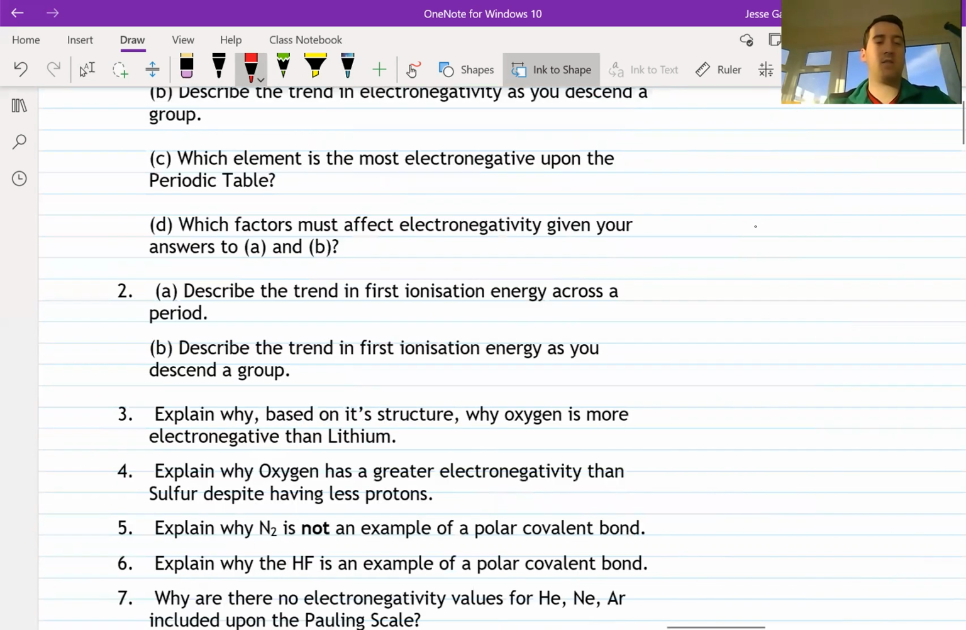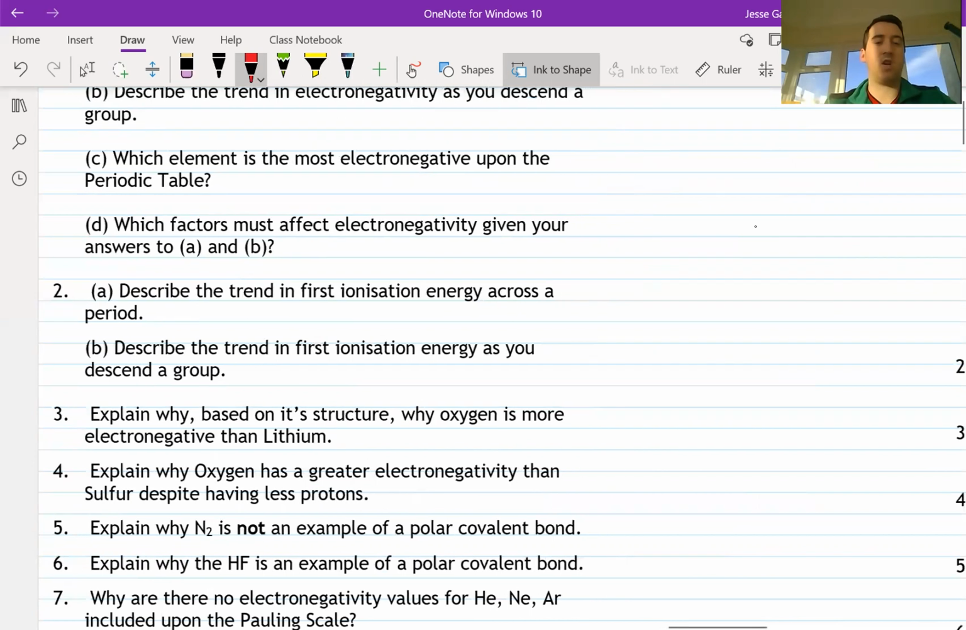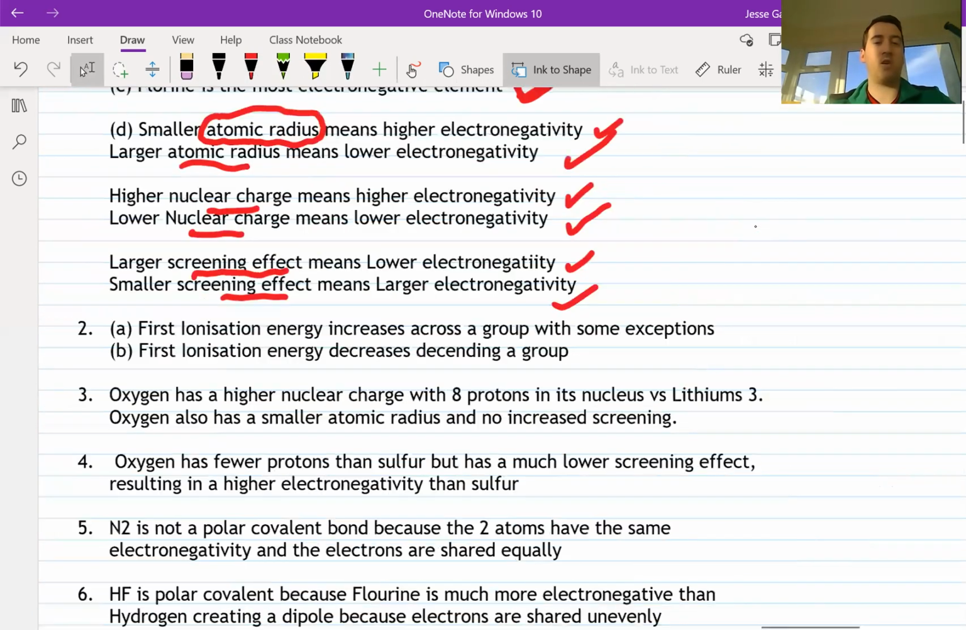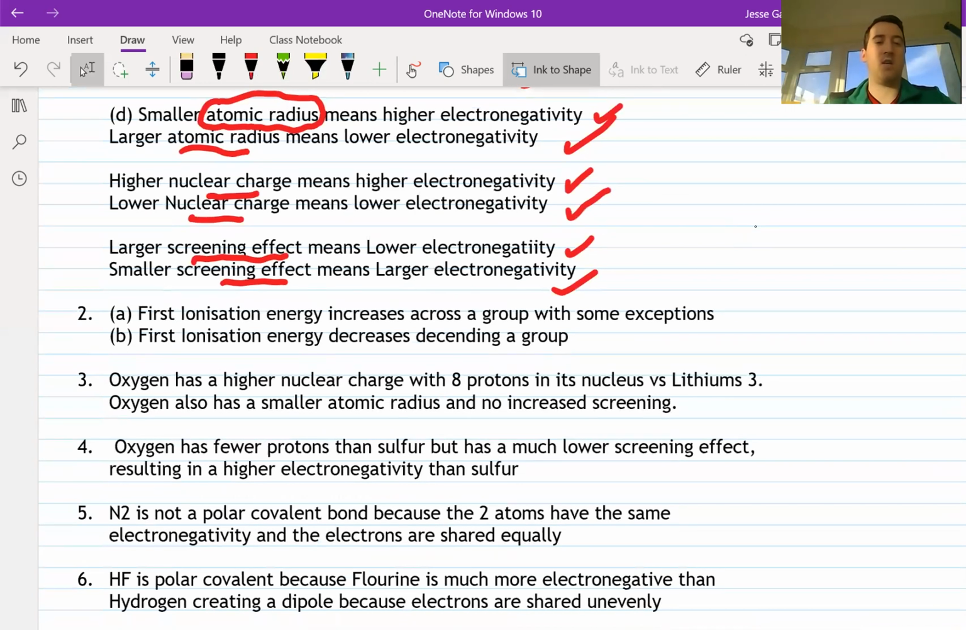Number 3 asks us to explain, based on its structure, why oxygen is more electronegative than lithium. So we should have referred to its structure. Oxygen has a higher nuclear charge, so you should have nuclear charge in your answer, because it's got 8 protons versus lithium's 3. Oxygen also has a smaller atomic radius and no increased screening.